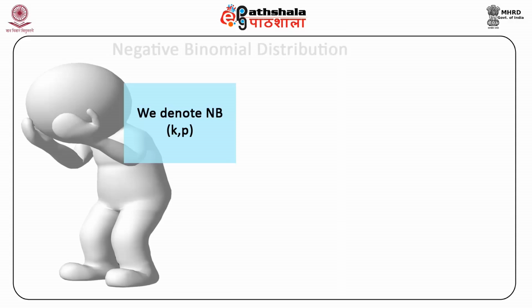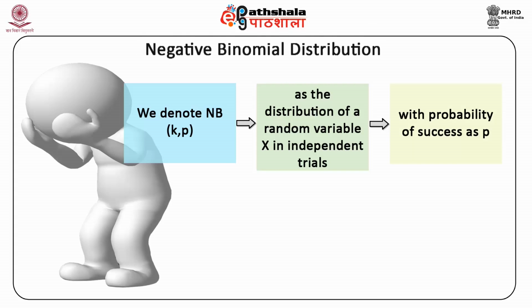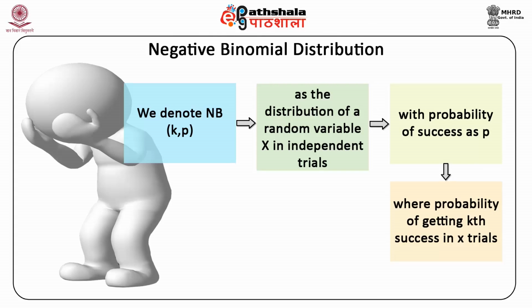Therefore, we denote NB as a function of X, K and P as the distribution of a random variable X in independent trials with probability of success P, where the probability of getting the kth success in X trials is given by NB(X, K, P), which is equal to (X minus 1)C(K minus 1) into P raised to power K and Q raised to power X minus K.